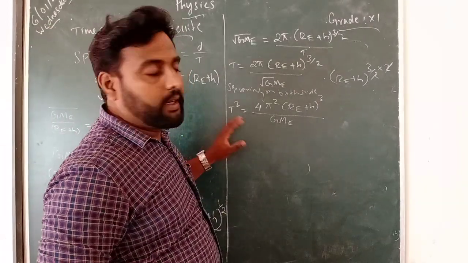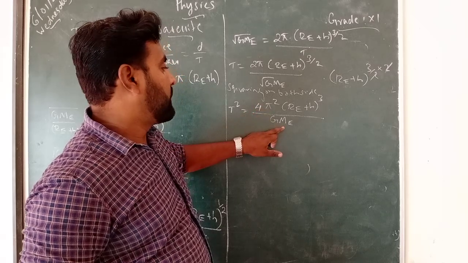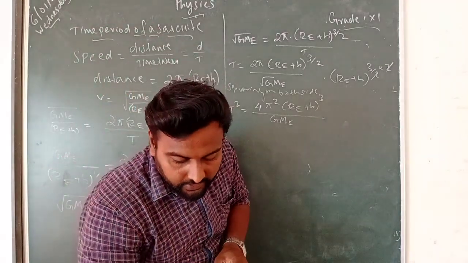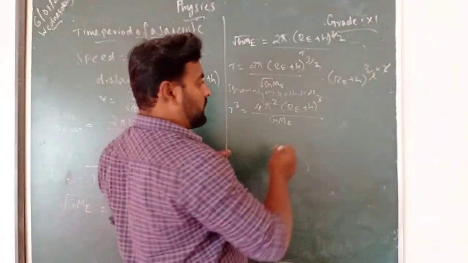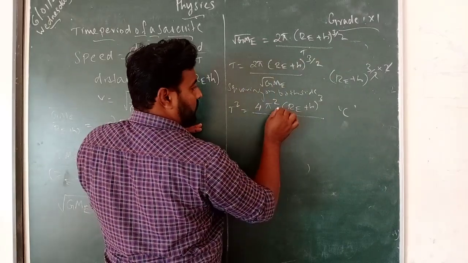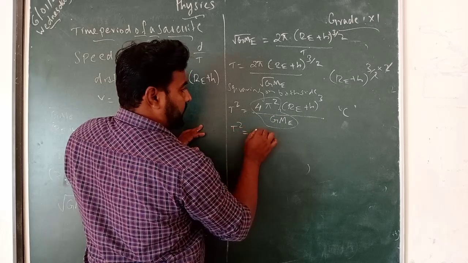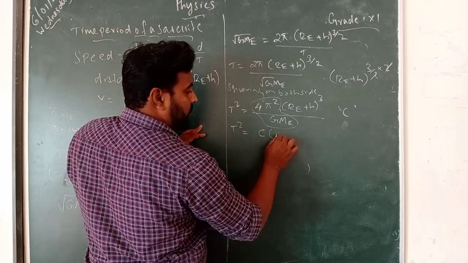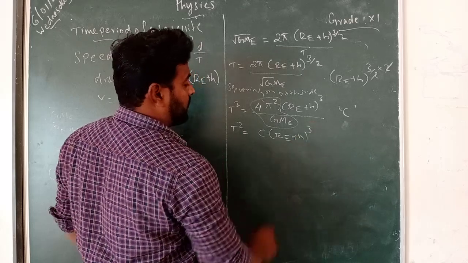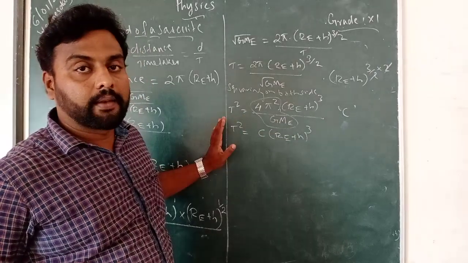Now what you have to do means, you see this 4 pi square by GM_e, we can take it as a constant C. So 4 pi square by GM_e we are taking as C. T square is equal to C into (R_e + h) the whole cube. So we are simplifying the equation and just writing it.